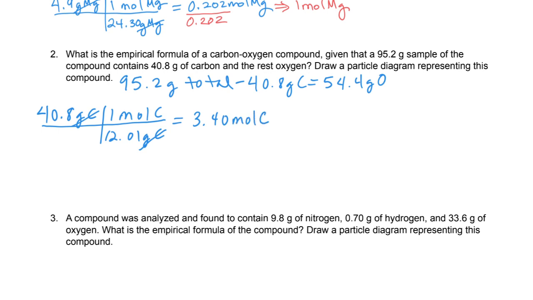One nice thing, if you don't like doing sig figs very much, is sig figs aren't really important in this type of problem because they end up as a whole number ratio. There's no answer with sig figs, so you don't have to worry too much. You don't want to round overly much, but you don't have to worry about sig figs. So we have 3.4 moles of carbon, and then we will convert our oxygen.